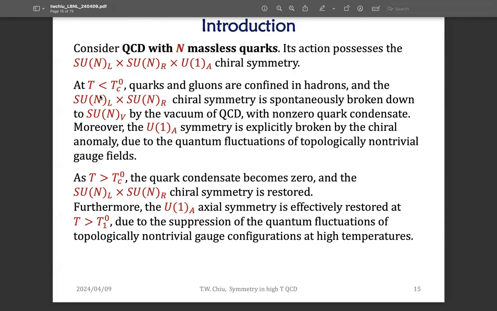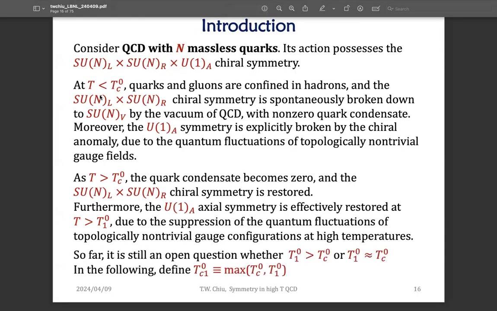This was already known a long time ago, in 1980, in the picture of the instanton gas. It turns out to agree with the lattice QCD result, except for an overall constant difference.